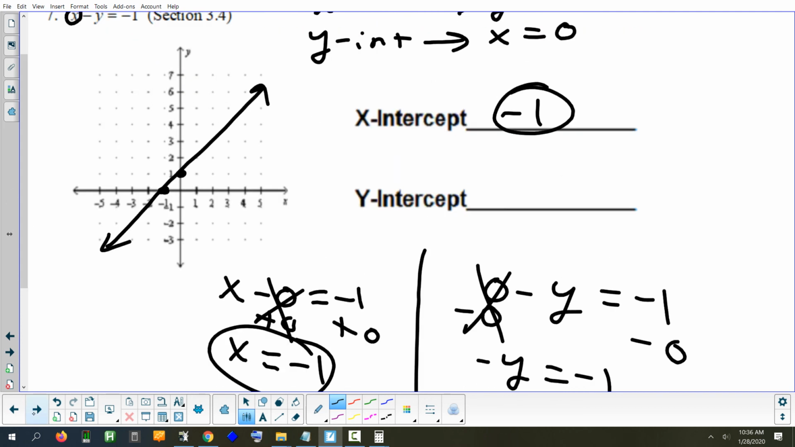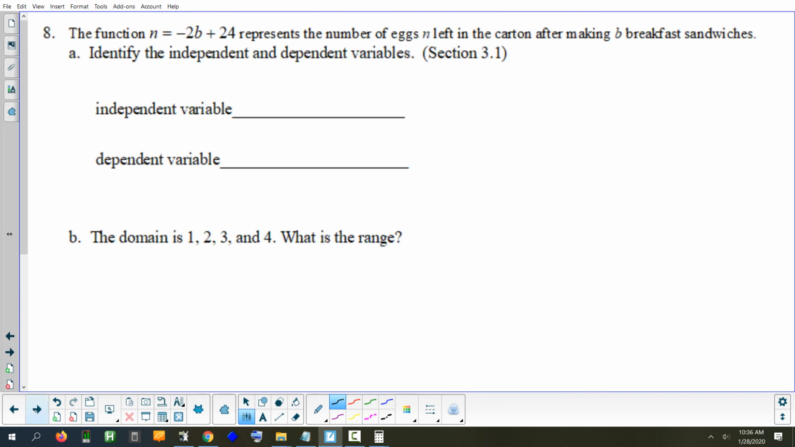All right, 5 minutes. We should have enough time. Last question. So, the last question gives you an equation that says the number of eggs you have left in the carton after making B breakfast sandwiches is given by this formula. Okay? When they give you a formula like that, this letter is always your dependent. The letter they put by itself is usually the dependent.